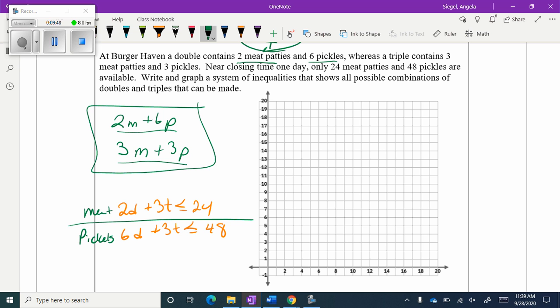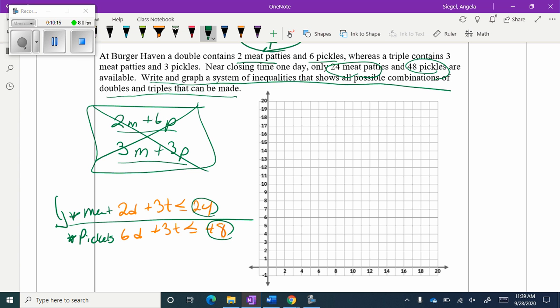But then I wrote that down, and then I got to here, and it says write a system of inequalities that shows all possible combinations of doubles and triples that can be made. So I looked at it from a meat perspective and a pickle perspective because it told me that we have 28 or 24 meat patties and 48 pickles. That's why I chose to do it this way versus this way. Now I'm going to graph each one of these. Let's do that next.